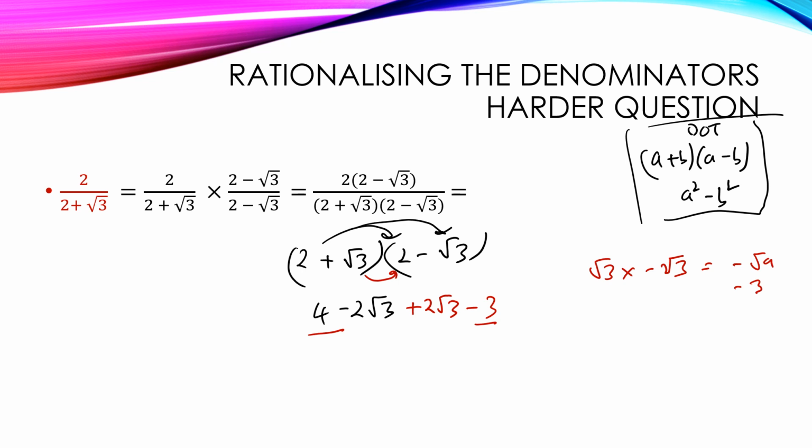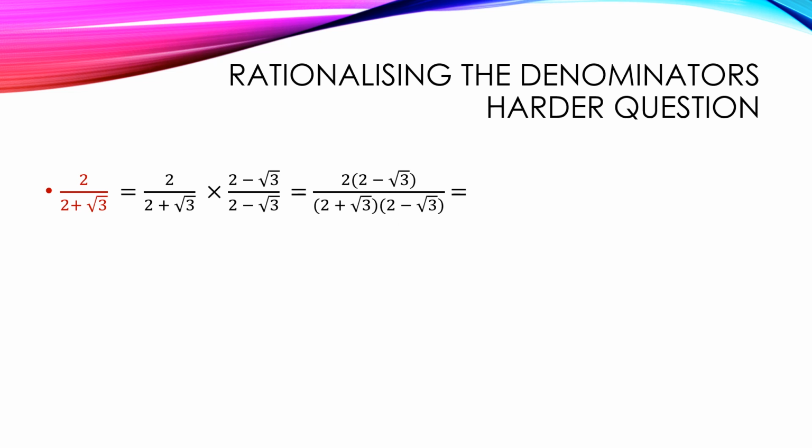So 4 minus 3 is just 1, and then minus 2 square root of 3 plus 2 square root of 3, those will add and take away to give you 0. So the answer at the bottom is just 1. It all cancels down because 4 minus 3 is 1, and then minus 2 plus 2 is 0. So minus 2a plus 2a, if you remember, will just become 0. So this is the same: minus 2 square root of 3 plus 2 square root of 3 is 0.